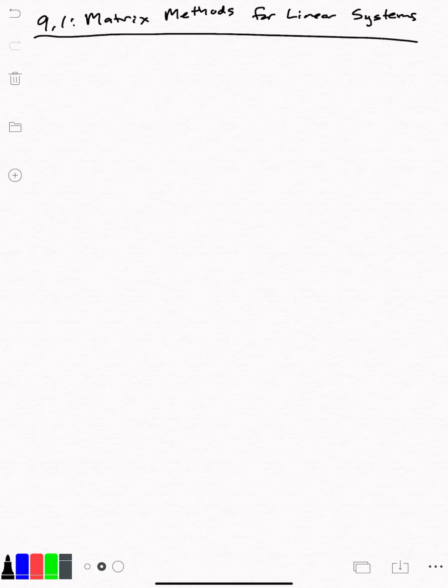So this is the introduction section to chapter 9, and really it's just laying the framework for what we're going to be doing in this chapter. The idea is that we are going to be having systems of differential equations. Now your book gave the following example.